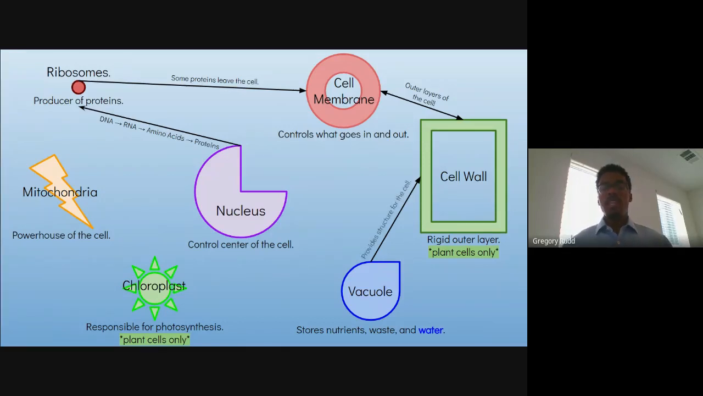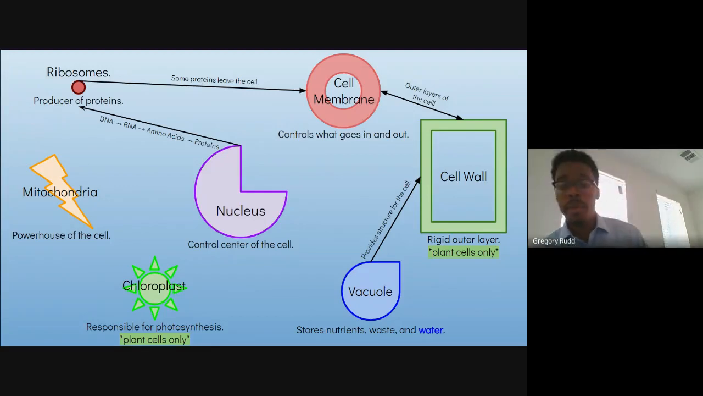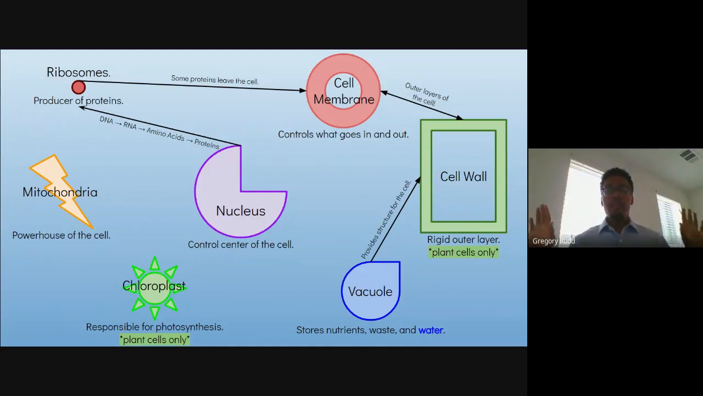But the vacuole is related to the cell wall because it helps to provide structure. So the bigger the vacuole is, the more pressure I put on my cell wall. And if my vacuole is out of water, then it starts to shrink and I'm not putting so much pressure on my cell wall, and that's what creates drooping plants. So vacuoles need to store a lot of water so that they can place pressure on the cell wall.